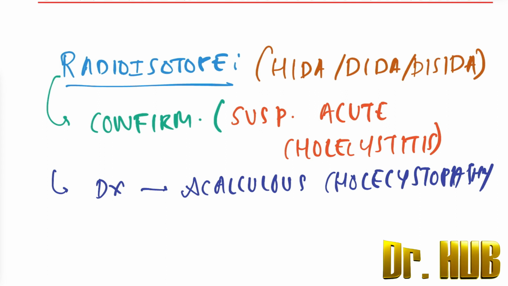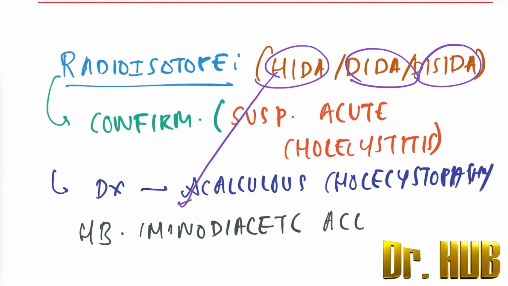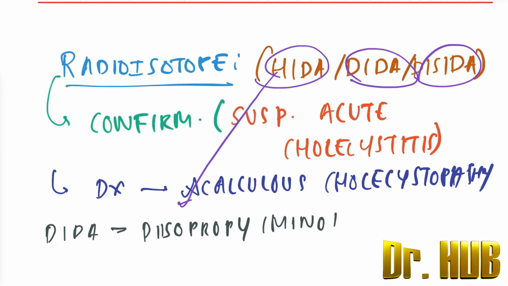So we learned about HIDA, DIDA and DISIDA. Let's look at the full forms. HIDA is nothing but the hepatobiliary iminodiacetic acid. Now what is this DIDA? DIDA stands for diisopropyl iminodiacetic acid.